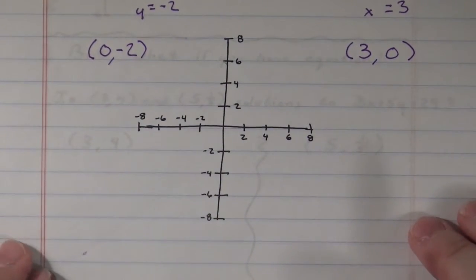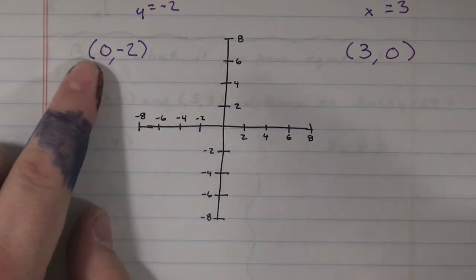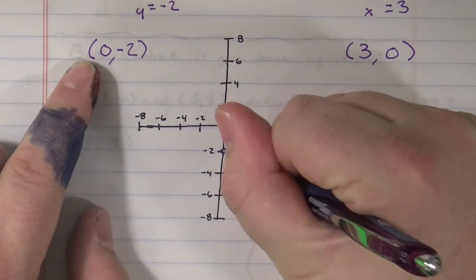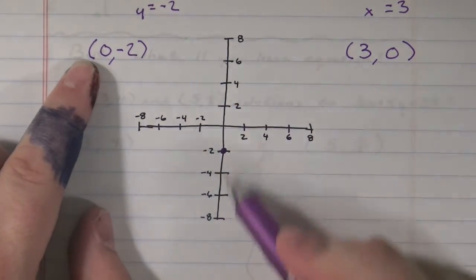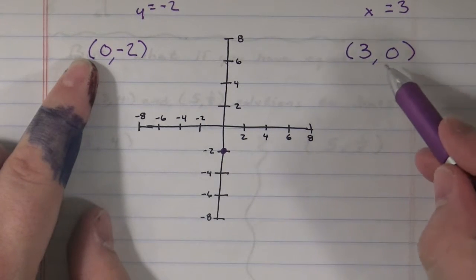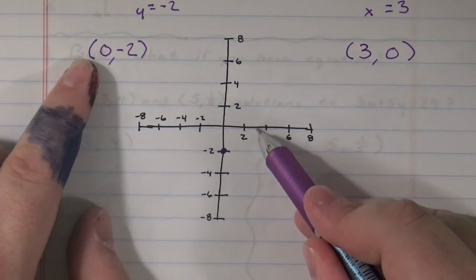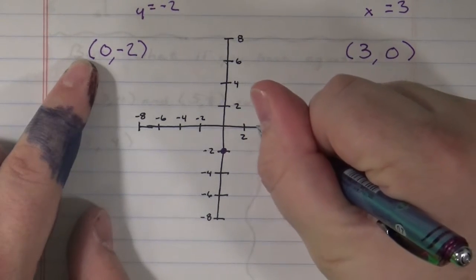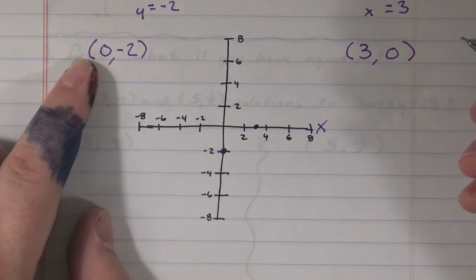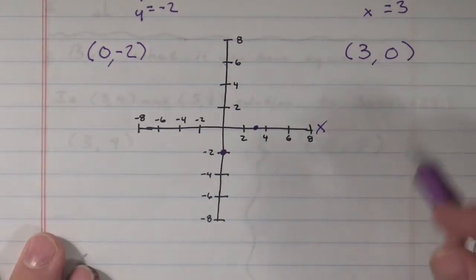So let's go to our graph. My y-intercept is (0, negative 2). So here's 0, and I'm going to negative 2. This is where my line is going to cross my y-axis. That's why it's my y-intercept. Now let's write (3, 0). Well, here's 3, and this is 0, and this is where my line is going to cross my x-axis. All right, and I now have my x-intercept.